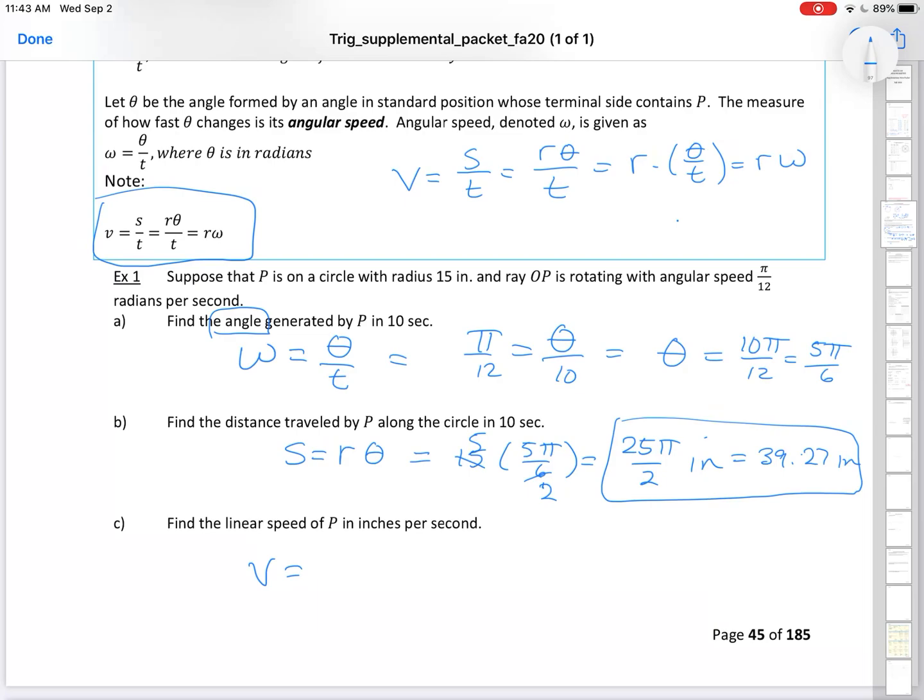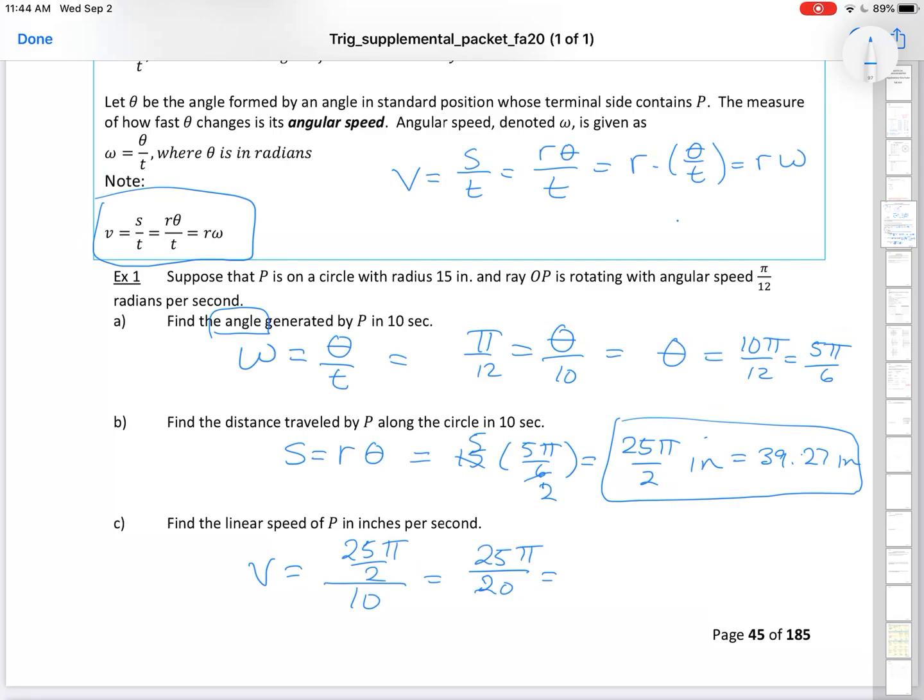The velocity is the distance traveled over the time. So what's the distance traveled? We traveled 25 pi over 2, and the time was 10 seconds. Well, that's 25 pi over 20, right? If I flip and multiply.